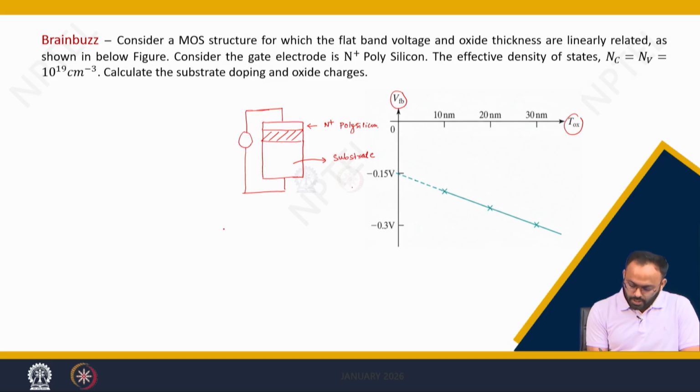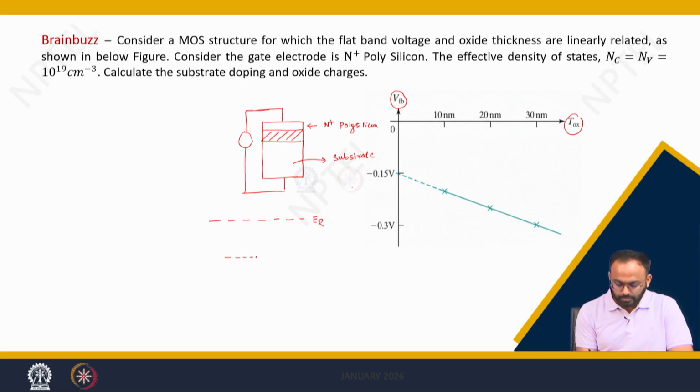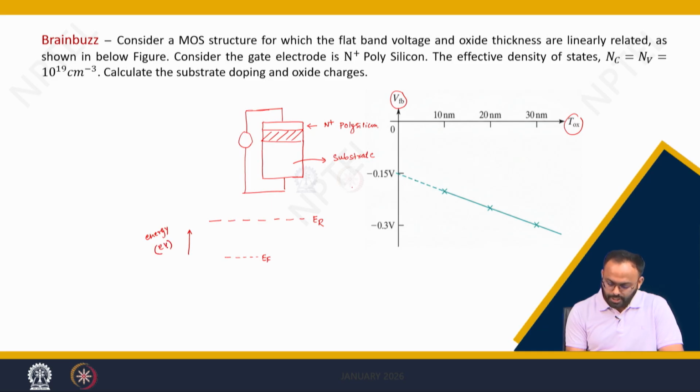Now, the first thing we need to calculate is the work function of the N plus poly gate. If you remember the definition, the work function is the minimum energy required to remove the electron from its Fermi level in the semiconductor to the reference level. So, this is the reference level and this is the Fermi level, which is EF. I am making the band diagram only for the semiconductor, which is nothing but N plus polysilicon.